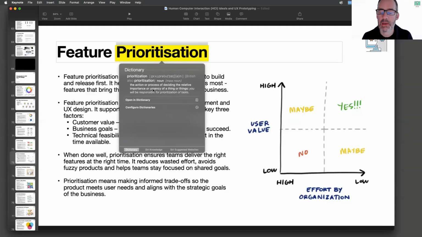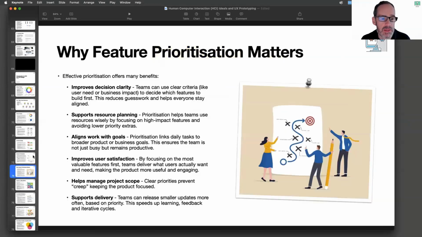So you're ranking the importance of the task, because remember, when you're building something, you probably just have so many choices to make. And this maybe helps you work through them again in a systemized way using sort of frameworks that are pretty common within the industry. So prioritization, it offers lots of benefits. It helps to improve decision clarity. It supports resource planning. It aligns the work you're doing with maybe broader goals.